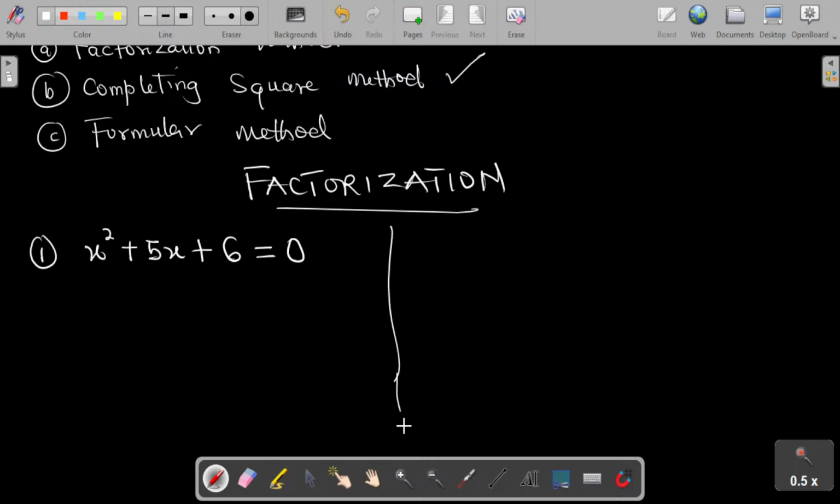Okay, so now what do you do for factorization? Look at the steps. Very simple. Let me write the steps. The first thing is you should do A times C. Then the second thing is you look for the two factors of A times C that will, when you add them, give you your B, and when you multiply, give you your A times C. Let me explain it using this example.